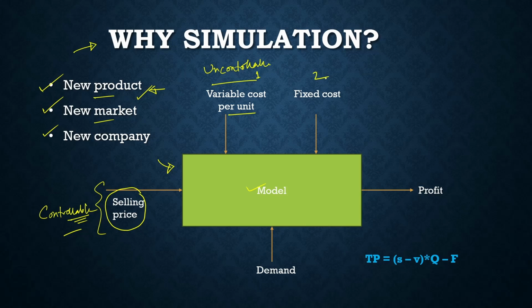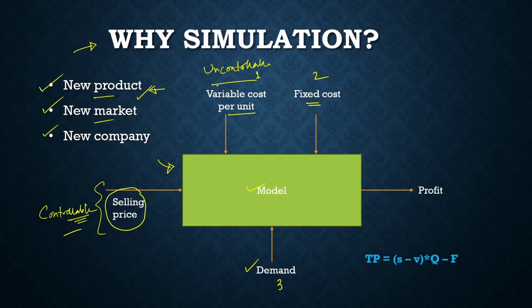Uncontrollable 1, 2, and 3. How much demand it is going to generate, you don't know. That is also uncontrollable. The fixed cost that is incurred, that means the plant and machineries and all other costs which are fixed in nature, that is also uncontrollable.